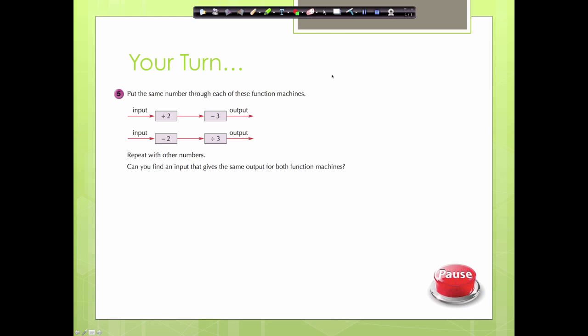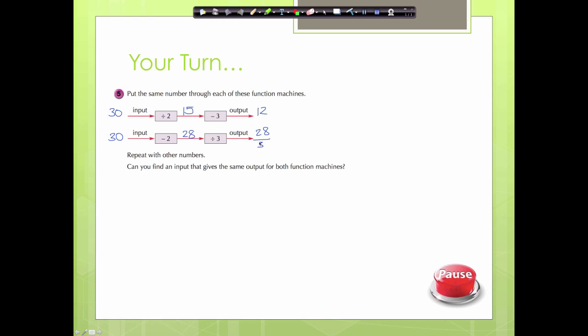It says put the same number through each of these function machines. Okay, so I want the same input for both of those, and then I need to work out what the output is. So if I was to put in, for example, 30, 30 divided by 2 gives me 15, 15 minus 3 gives me 12. So now I'm going to put in the same number, 30, minus 2 gives me 28, divide by 3, and I'm going to be left with a decimal number.